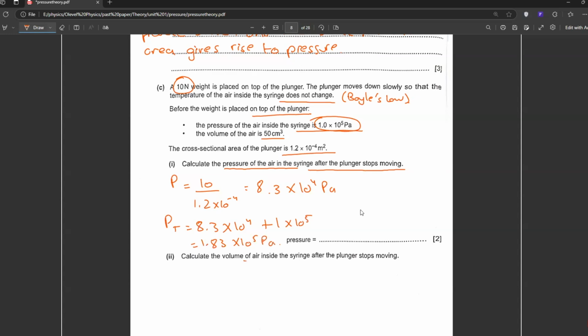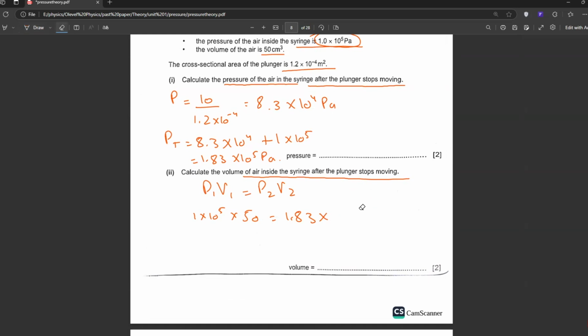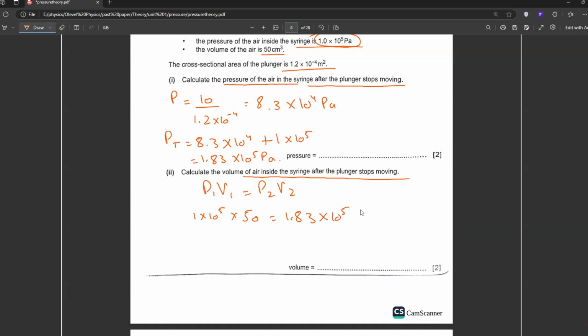Calculate the volume of the air inside the syringe after the plunger stops moving. So what will we do? P1 V1 is equal to P2 V2. What is your pressure 1? 1 into 10 raised to the power of 5. What is your volume 1? 50 cm cube. What is your pressure 2? 1.83 into 10 raised to the power of 5. So 1 into 10 raised to the power of 5 into 50 equals 1.83 into 10 raised to the power of 5 into volume 2. Volume 2 is 1 into 10 raised to the power of 5 divided by 1.83 into 10 raised to the power of 5 into 50. What will your volume 2 come out to be?